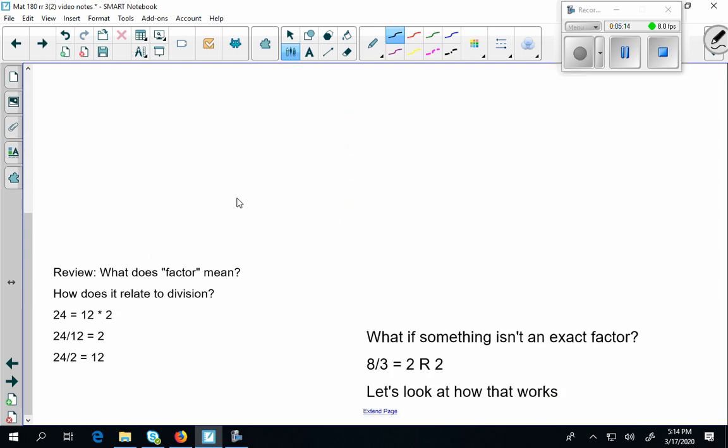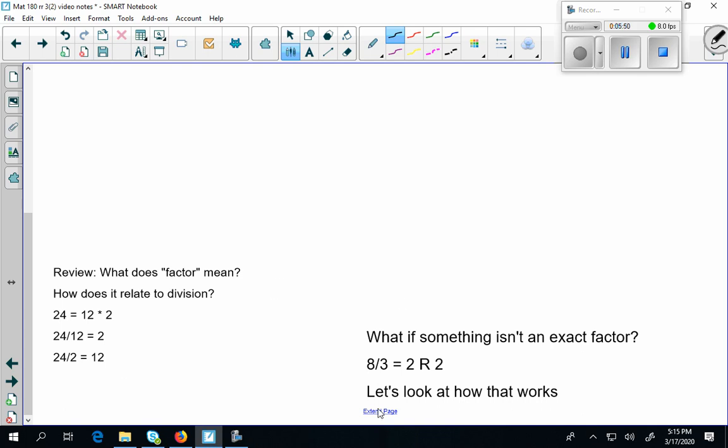Sometimes it's easier to think about what these things mean with normal numbers. Let's think of the number 24. In one of its factored forms, it could be 12 times 2. So 24 is the exact same thing as 12 times 2. 24 divided by 12 is equal to 2, and 24 divided by 2 is equal to 12.